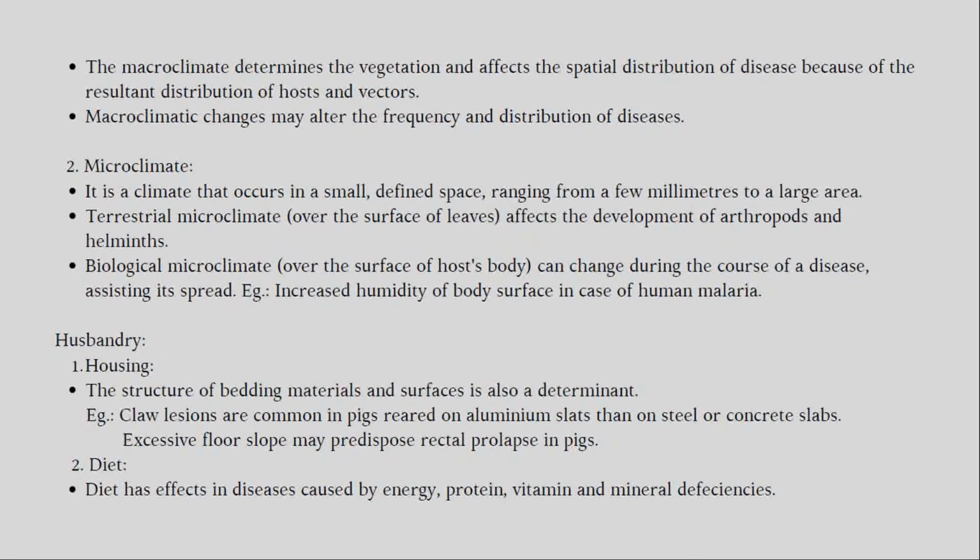Next is husbandry. In that, first is housing. The housing can also predispose the animal to diseases, like the structure of the bedding materials and also the surface. Claw lesions can be seen more commonly in pigs which are reared on aluminum slats than on steel or concrete slabs. And if there is excessive floor slope, then this may also predispose the pigs to rectal prolapse. Next is the diet, which has effects in diseases that are usually caused by deficiencies of protein, vitamins, energy, minerals, and so on.